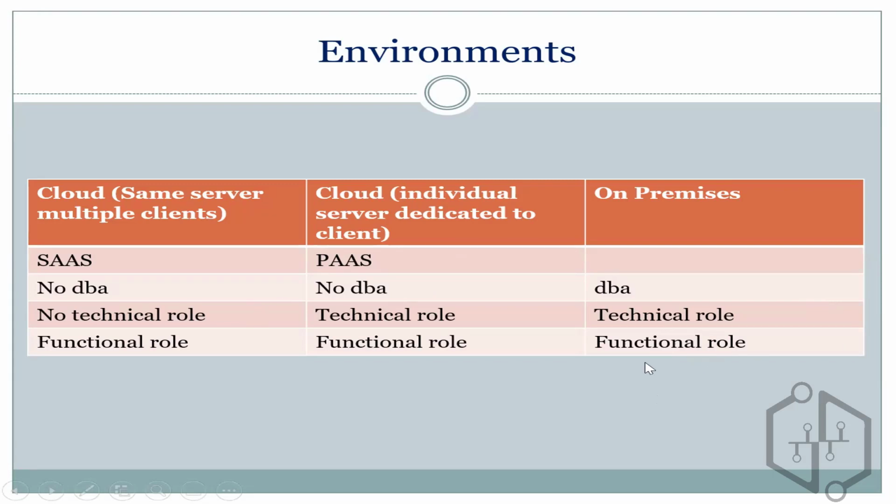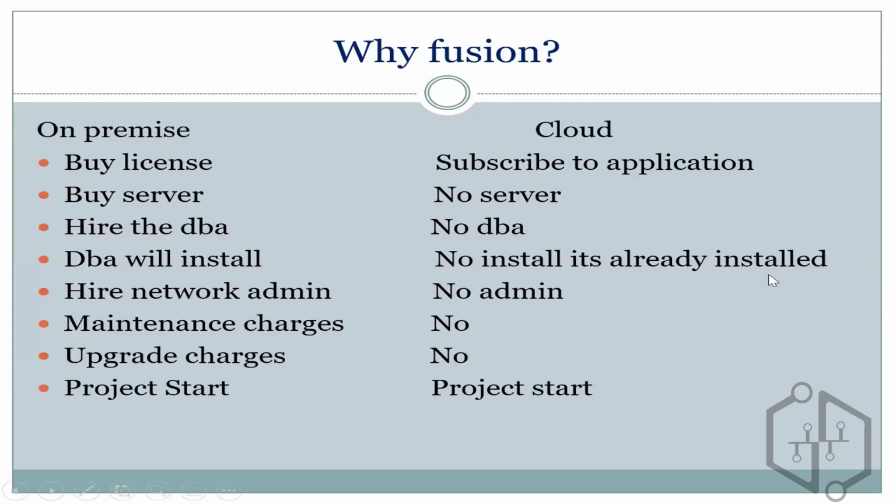That means if you're using the instance directly, we don't need any DBA person involved. The instance will be installed, and there is no third-party person involved in that. Now, why Fusion? What is on-premise, and when do we go to cloud? On-premise, we buy a license, we buy a server, we hire the DBA who will install it, hire a network admin, and pay maintenance charges and upgrade charges before the project starts.